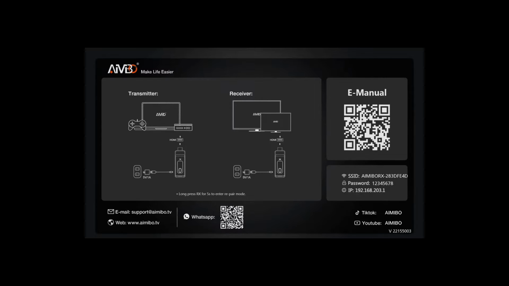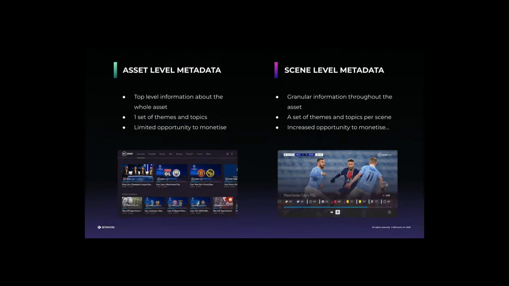So firstly, what do I mean when I talk about scenes? Let's start there, given we all know what AI is now. There's two types of metadata when we look at content. There's asset level metadata. This describes typically an entire piece of content. It's top level information about the whole asset. So in this example here, which is a screen grab from BT Sport or TNT Sports app, content level metadata might be something like this match here, Man United versus Young Boys, for example.